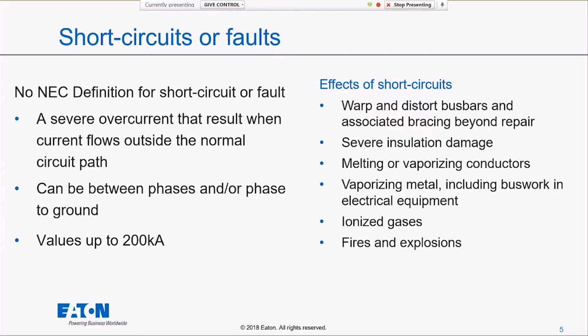And a fault is a severe overcurrent, right? It's a result when the current flows outside the normal circuit path. So that means it could be between phases, it could be between phase and ground, and it can be up to 200,000 amps. It can be hundreds of thousands, tens of thousands of amps higher than the normal full load current. The effects of short circuits, pretty dangerous stuff here, right? Insulation damage, fires, explosions, vaporizing conductors, vaporizing metal, warped bus bars, some literally violent stuff here. So we want to make sure we protect ourselves.